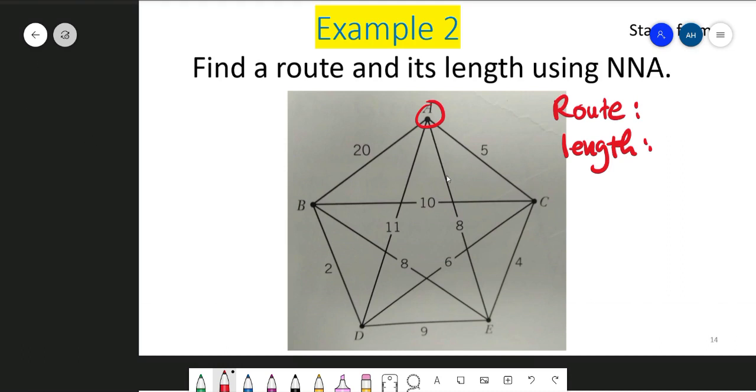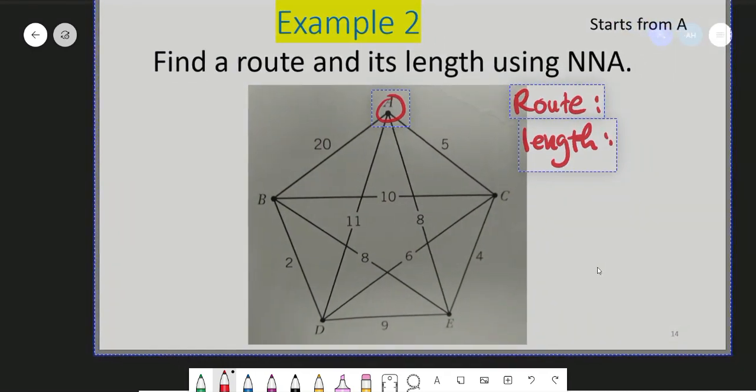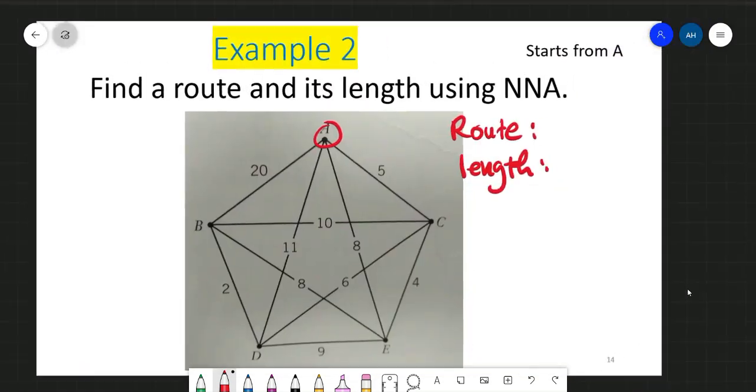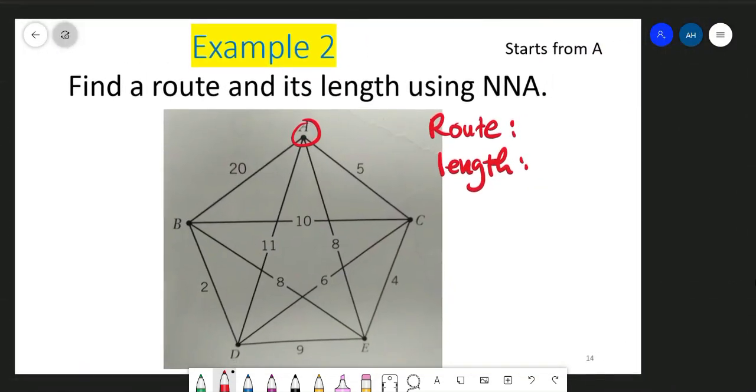Okay, so from A we have 20, we have 11, we have 8, we have 5. Which one is the smallest one? Yes, 5. So we take this path from A to C. From A to C, this is our path number 1. So A to C, length is 5.